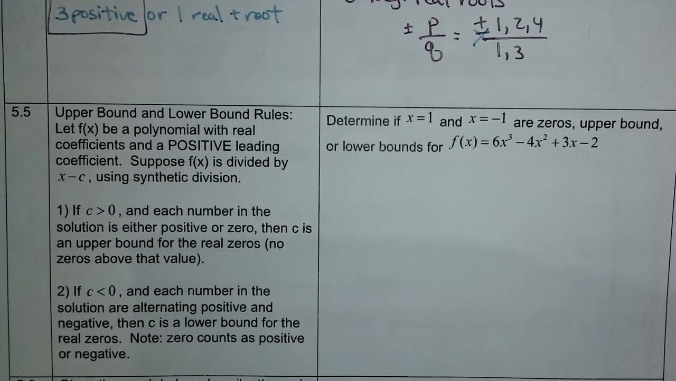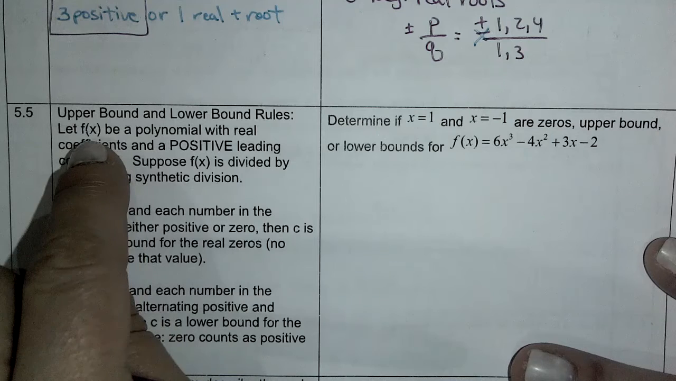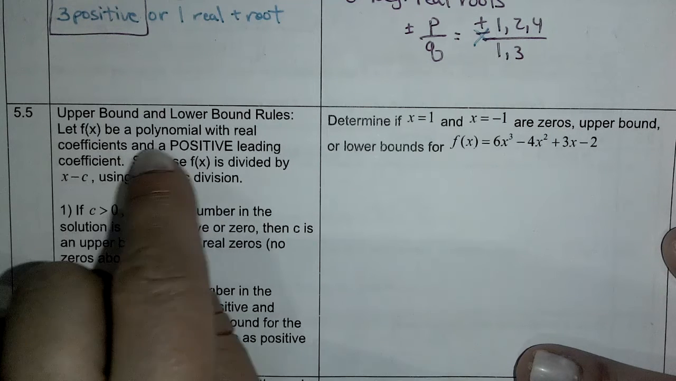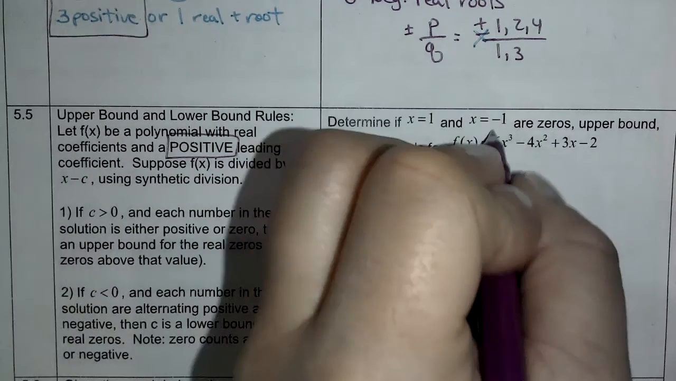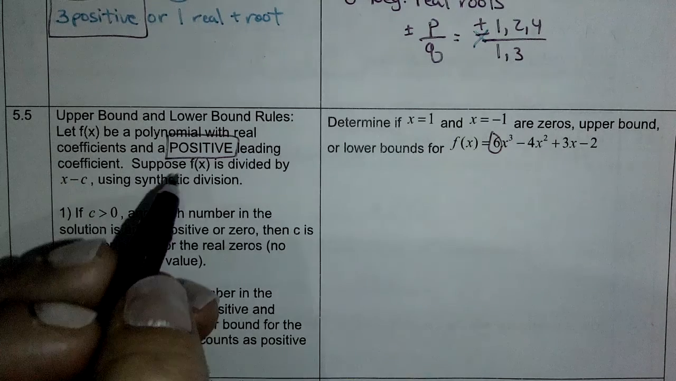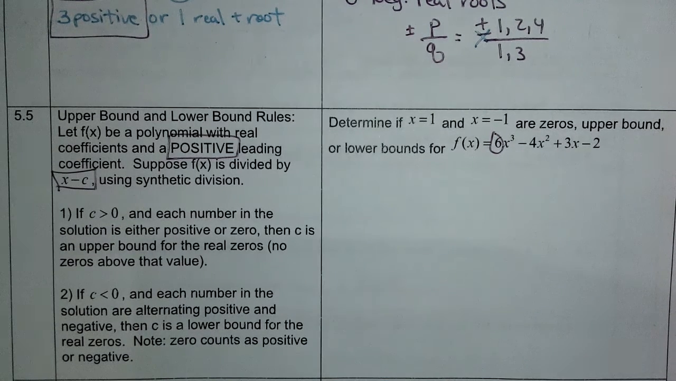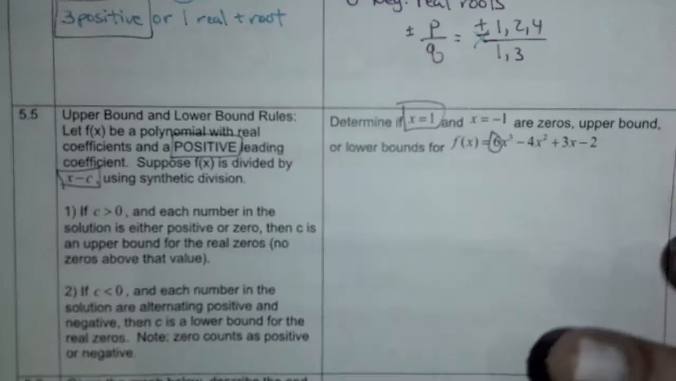So this is the upper bound or lower bound rules, and we're going to look at these separately again. So it says upper and lower bound. If you have a polynomial with real coefficients, in other words the coefficients are real numbers, and a positive leading coefficient, that's important, so the very first number has to be positive, we're going to divide by some root using synthetic division. So let's start with this one, and let's divide by x equals 1.